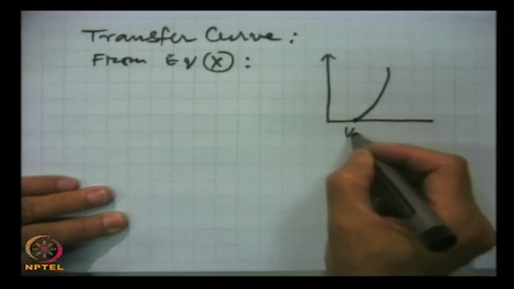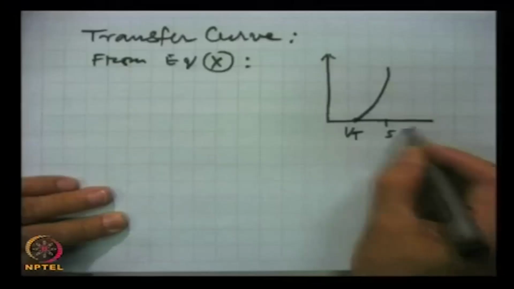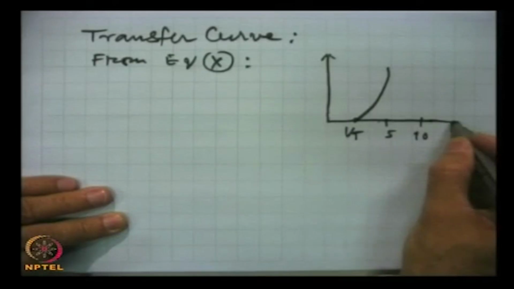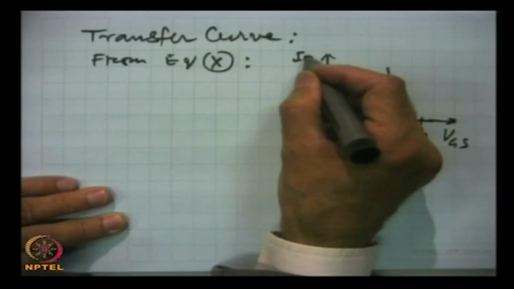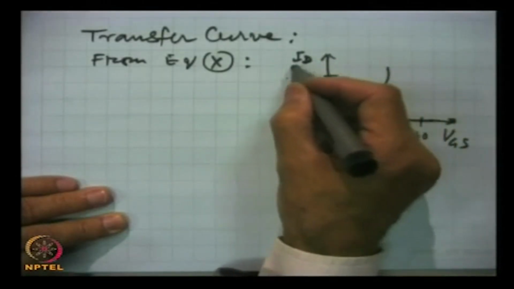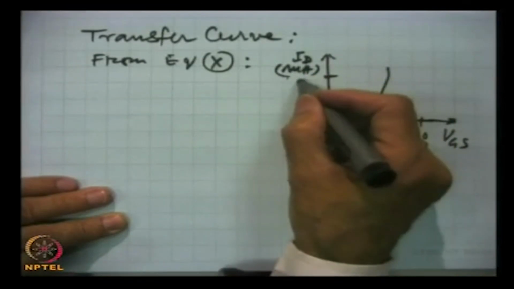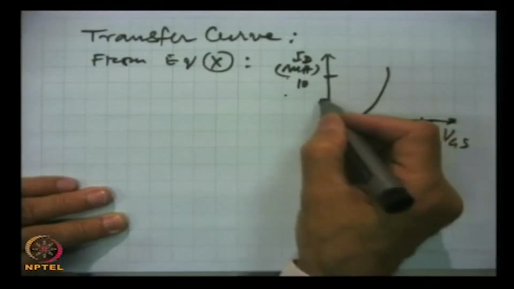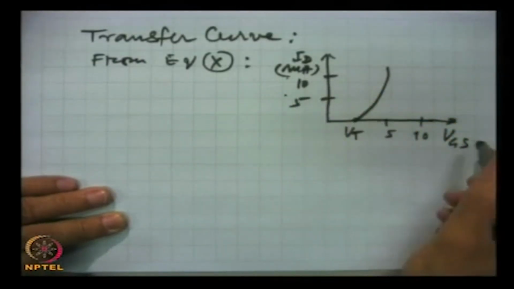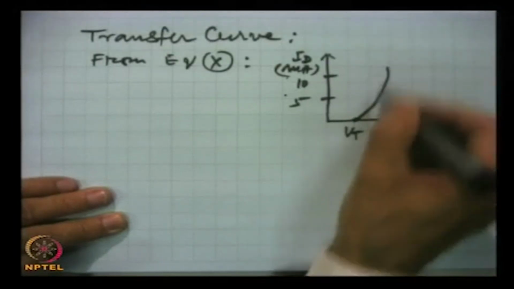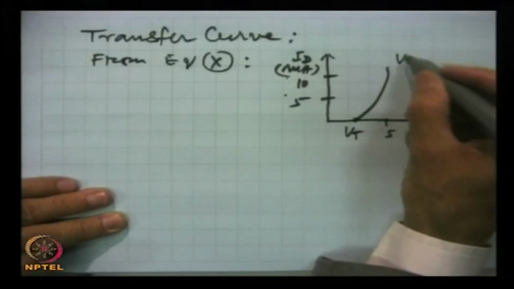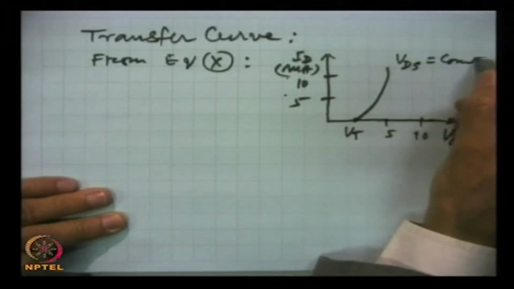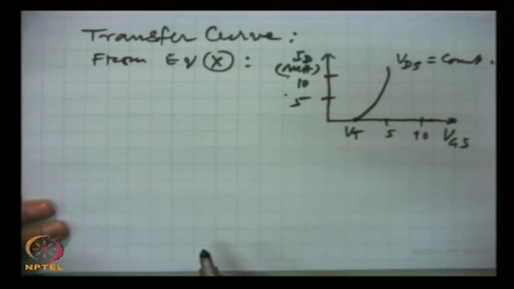This is Vt, VGS, and this is ID, in milliamperes, and this is for example 10, 5 and so on, and this is VGS. So, this is the transfer curve for constant VDS. It is a very important curve.